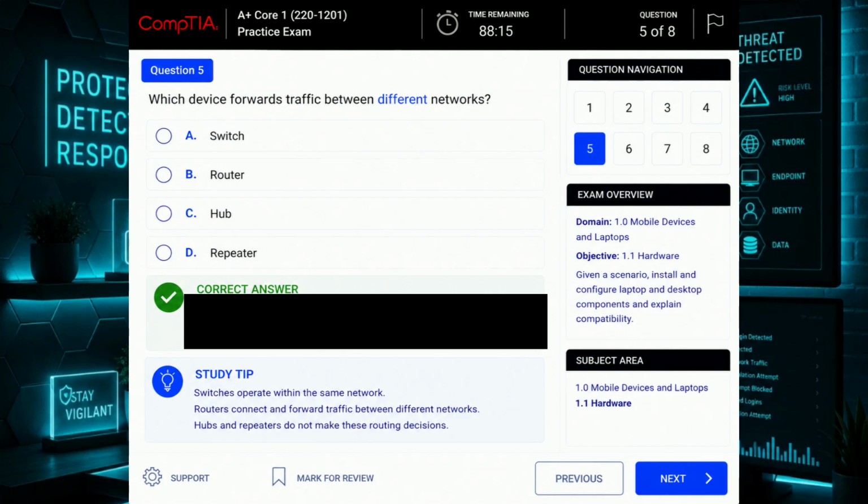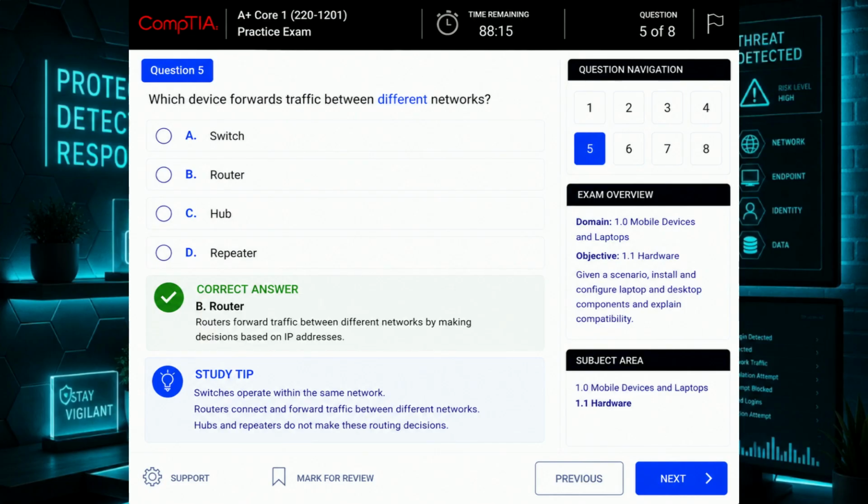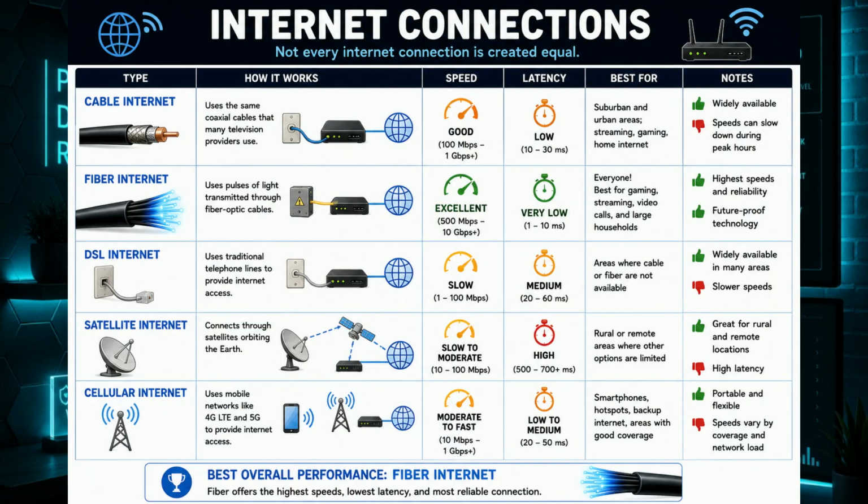Question 5. Which device forwards traffic between different networks? Is it a switch, a router, a hub, or a repeater? The answer is B, a router. Not every internet connection is created equal. Cable internet uses the same coaxial cables that many television providers use. It offers good speeds and is widely available in suburban and urban areas.